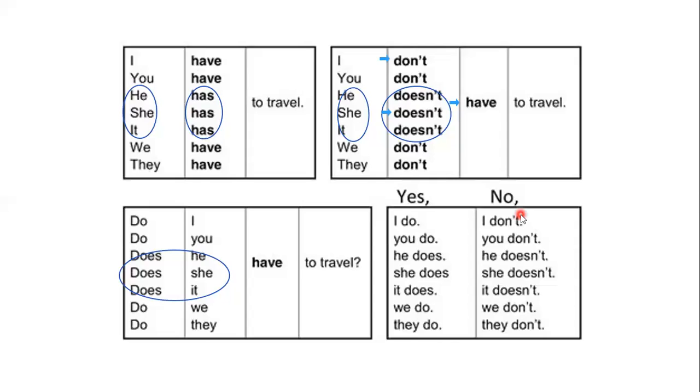And finally, we have the yes and no part. Okay. It's basically the same. The only thing that is going to change is the yes or no, he, she, or it. Yes, I do, or no, I don't.